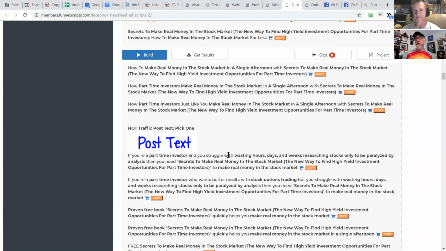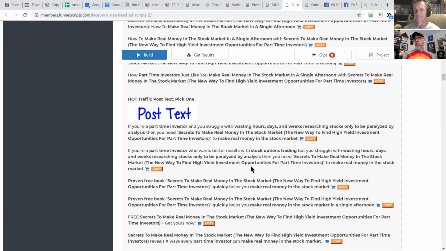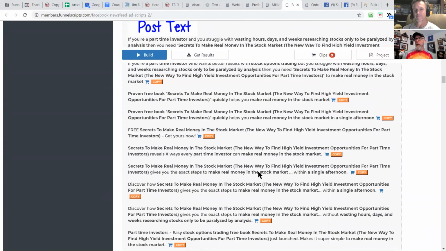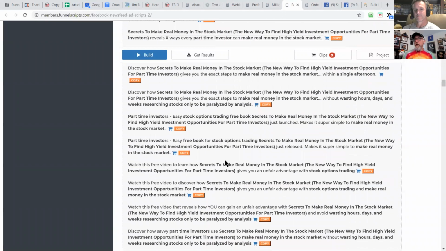If you're a part-time investor and you struggle with wasting hours, days, and weeks researching stocks only to be paralyzed by analysis, then you need Secrets to Make Real Money in the Stock Market, the new way to find high-yield investment opportunities for part-time investors. And I would just get rid of that. Love it. That's really good. Talking about a new way to find high-yield investment opportunities for part-time investors, it quickly helps you make real money in the stock market. So again, depending on what you chose up top, I kind of like this one, but it is kind of repeating itself.